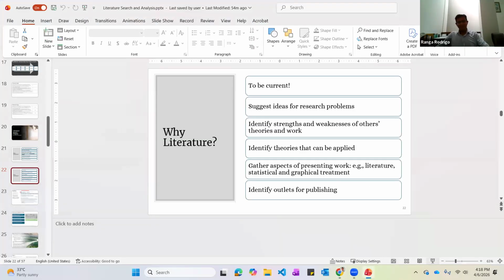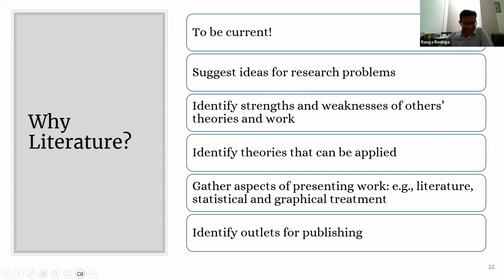Yeah, those are very important questions. So let's move forward. We looked at this: identify strengths and weaknesses of other theories and works. I think you understand that. Identify theories that can be applied to your work. You understand that. Get the aspects of presentation, so how to present your work in the paper. For this, should you use a graph? For this, should you use numbers? For this, should you provide some visualization and so on? So you can understand it.